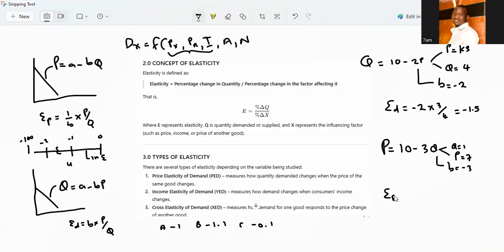So the point elasticity of demand at this point is simply 1 over B times price over quantity. Formulas put -B, but there's no need for putting -B here because already our gradient is always negative. So 1 over -3 times price over quantity. Price is what? 7. Quantity is 1. So here we're going to get -2.33. So demand is elastic.